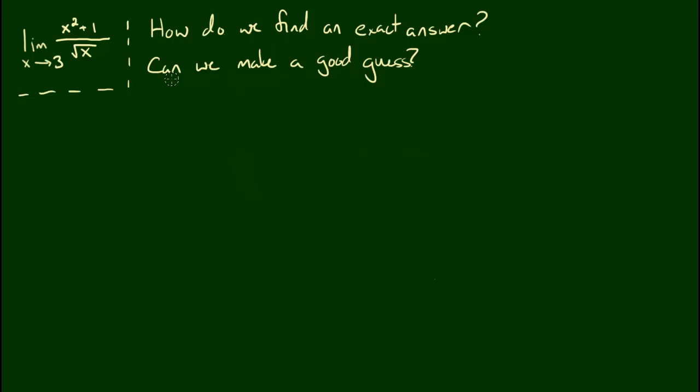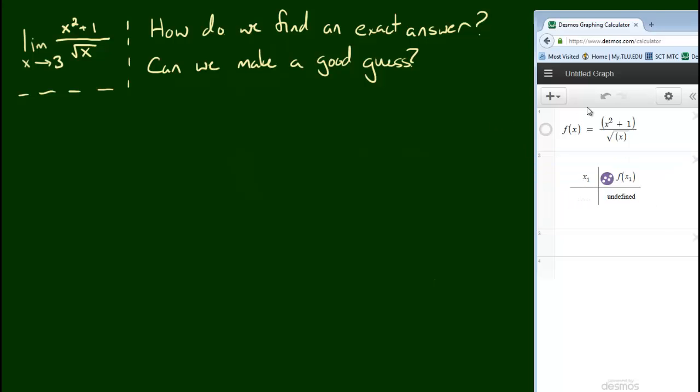We need some kind of calculator or some such to put the numbers into. I'm going to use Desmos. You'll see already I have the function put into Desmos, and I have a table set up for us. In this table I can put in any x value I want, and the table is going to give me the y values from the function.